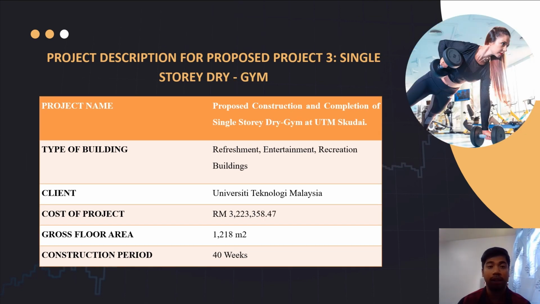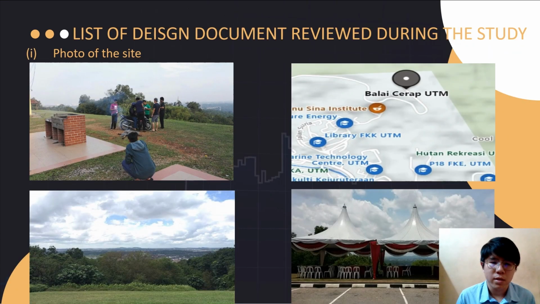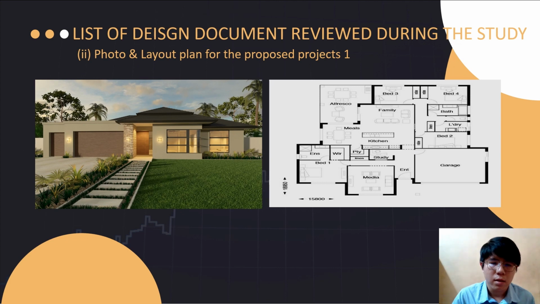Lastly, the project description for proposed project 3, which is the single-story dry gym. The table shows the project name, type of building, client, cost of project, the GFA and the construction period. For the list of design documents reviewed during the study, this is the photo of the site. And this is the photo and layout plan for proposal project 1, which is the single-story bungalow homestay.